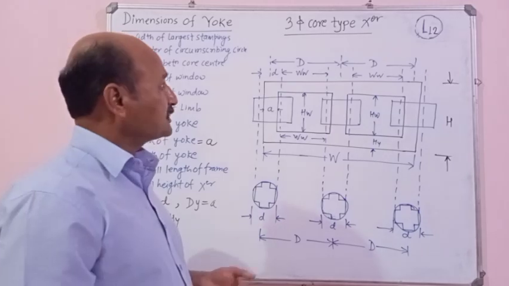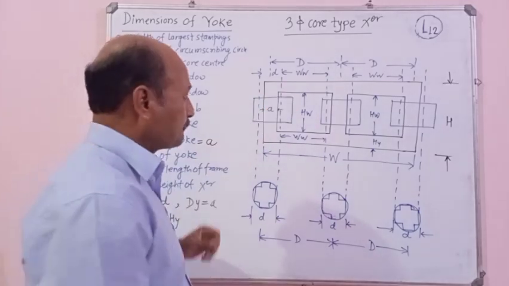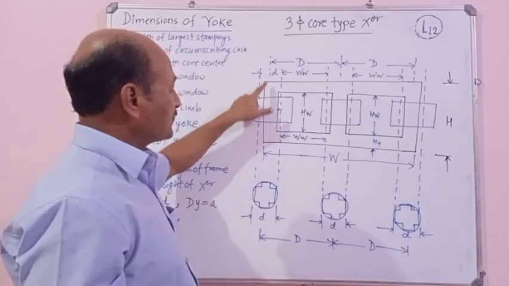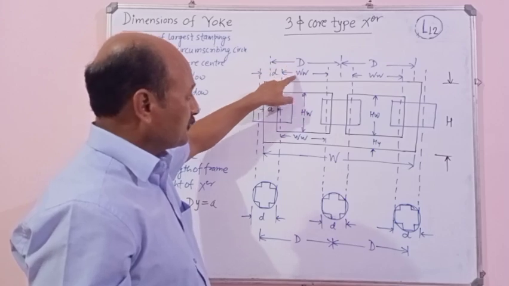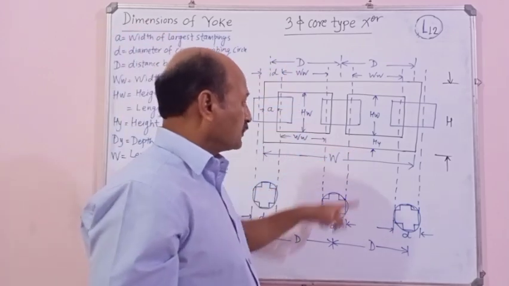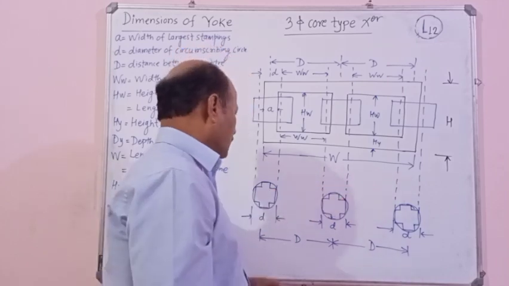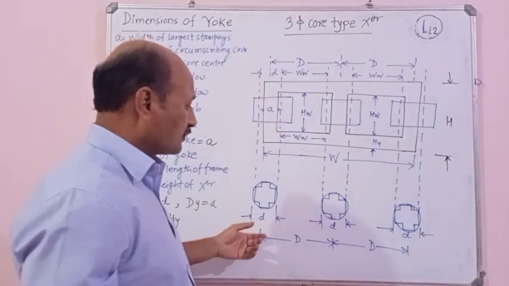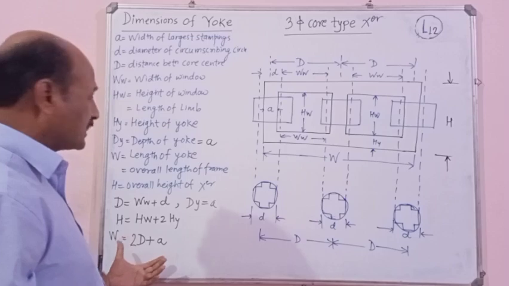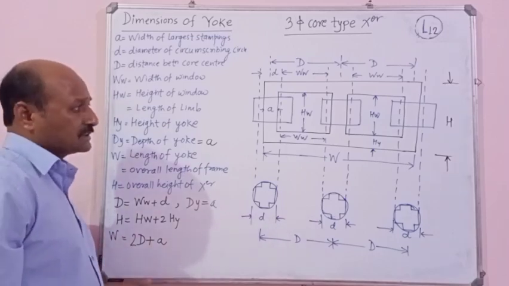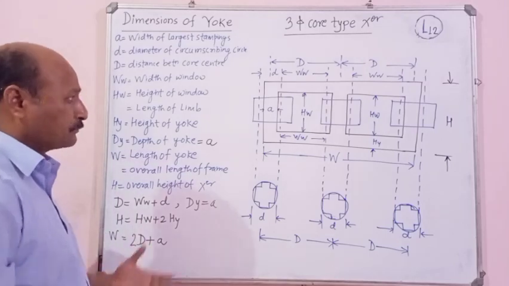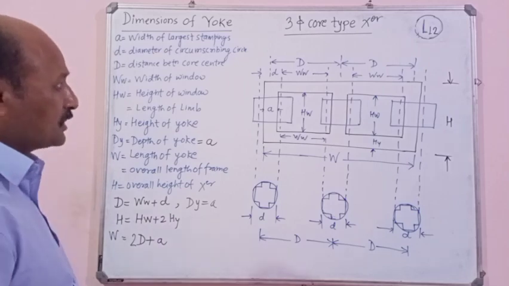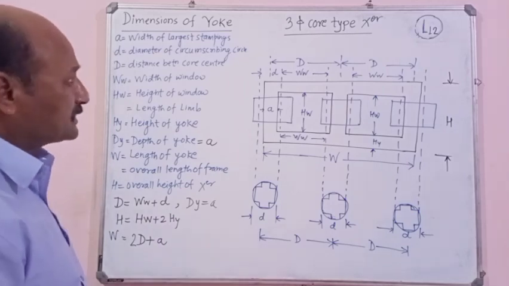And if you have to solve numericals on a three phase core type transformer, then you have to draw this diagram. You have to mention all the abbreviations, that is small a, small d, capital D, W, height of the window, width of the window, then overall length of the window. Then you have to draw the front view as well as the top view, and by using this diagram you have to write the relations. Similarly, for the three-phase shell type transformer, you have to draw the diagram, that is the front view and top view, and write the relations. So this completes the overall dimension of the yoke.